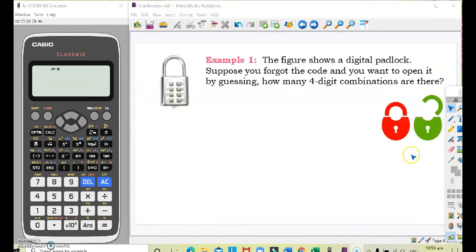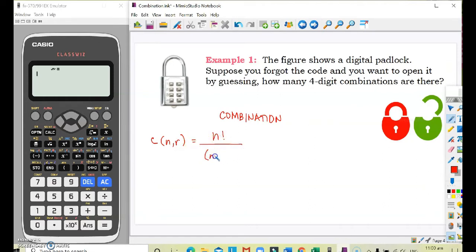Let's have our first example. The figure shows a digital padlock. Suppose you forgot the code and you want to open it by guessing. How many 4-digit combinations are there? Definitely, given the illustration of the padlock, order is not important, so this is a combination problem, which means we are going to use the formula of n choose R is equal to n factorial over quantity n minus R factorial times R factorial.